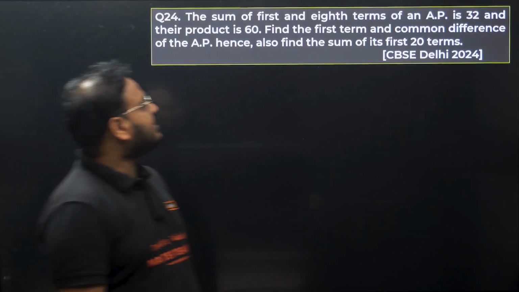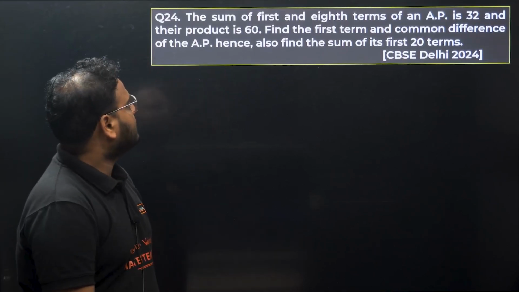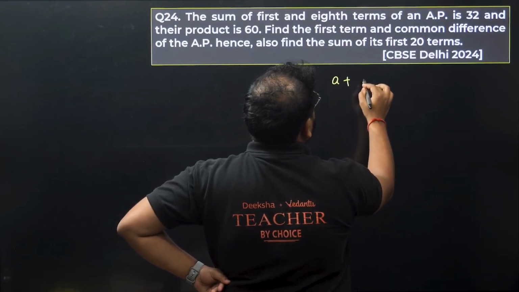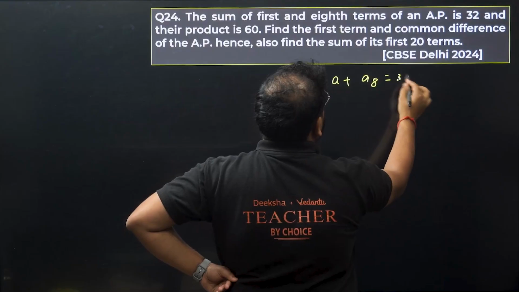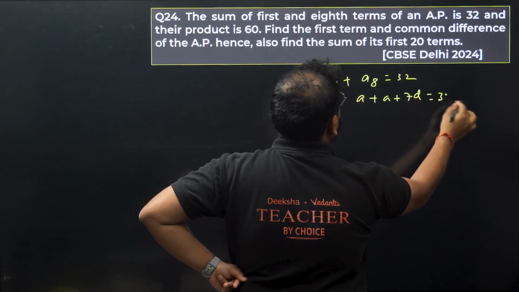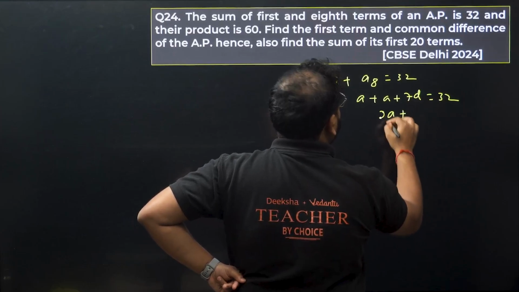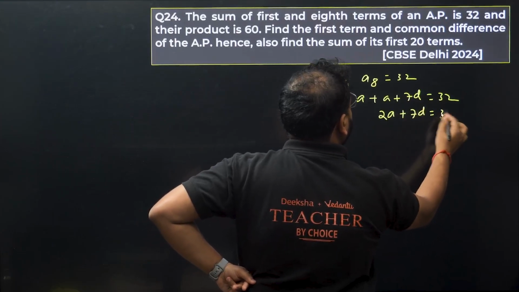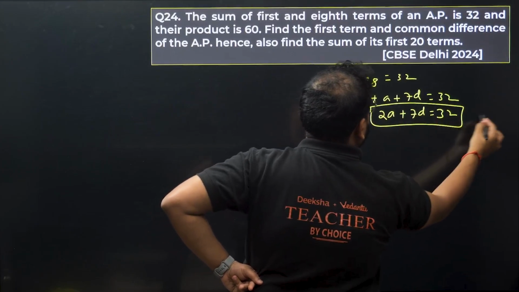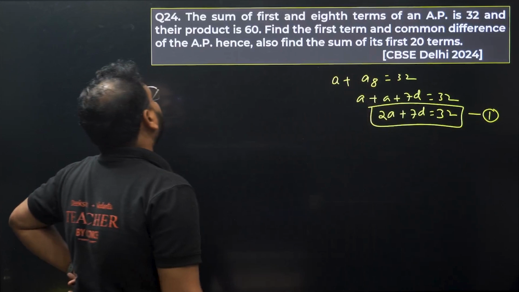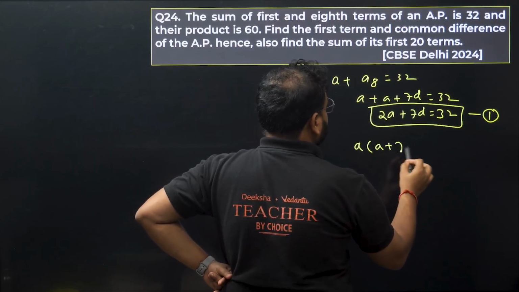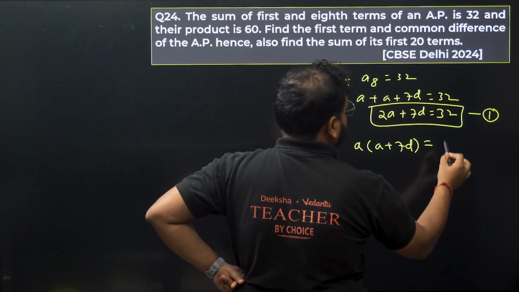The sum of the first and eighth term of an AP is 32. Okay. First and eighth term. So they're saying a plus a8 is 32. What it means is a plus a plus 7d is 32, which means 2a plus 7d is 32. That's my equation number 1. Okay. And the product is 60. They're saying a times a plus 7d is 60.